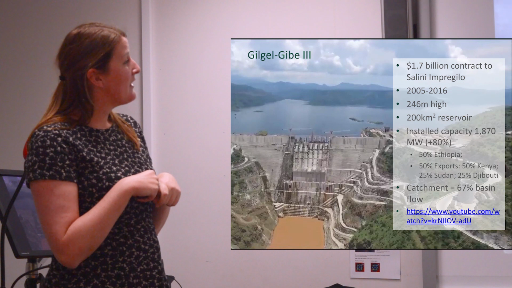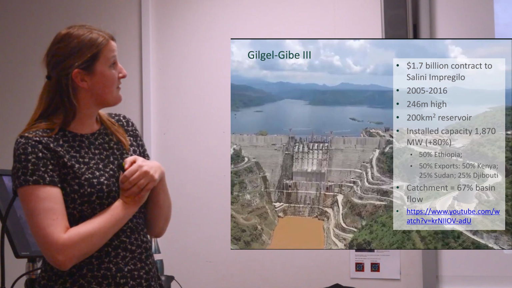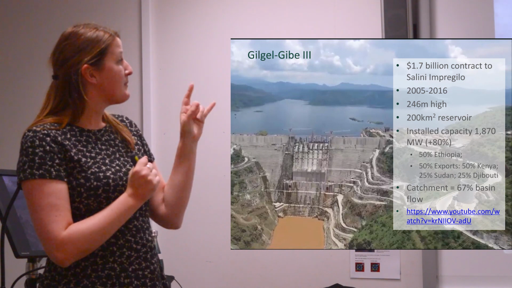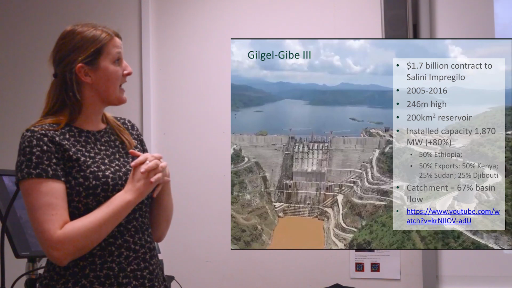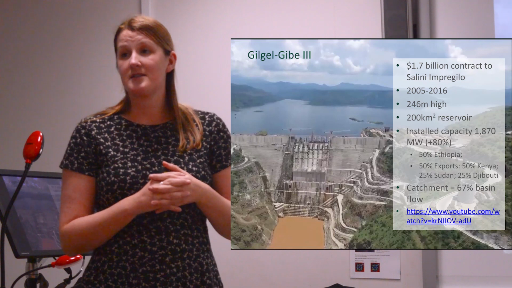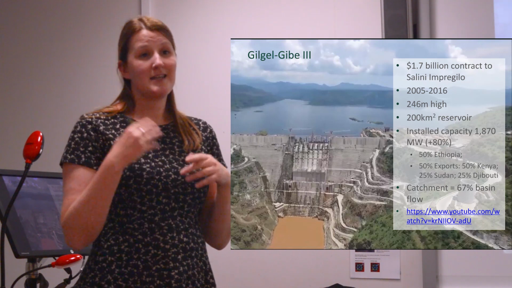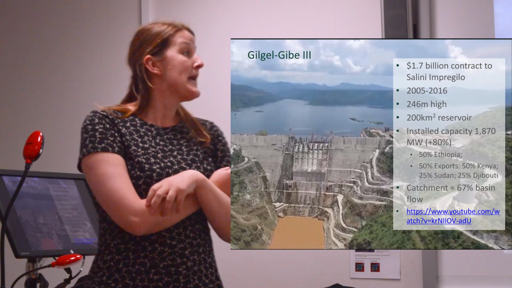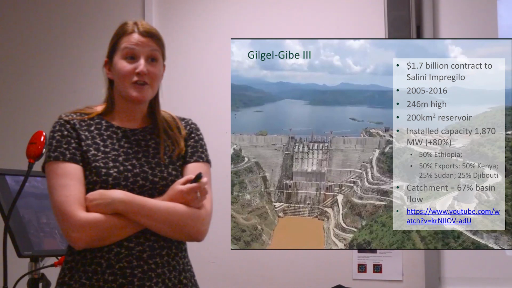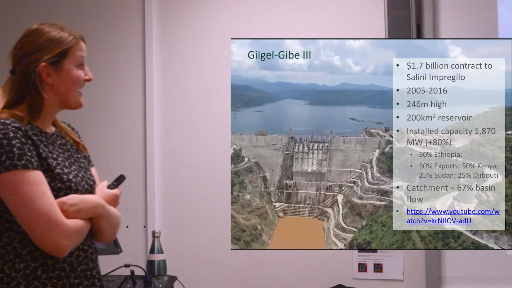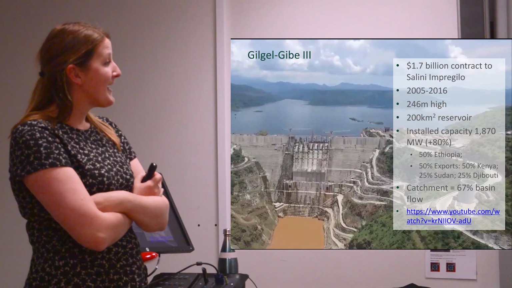So construction started in 2005 on the Gibe III. The full name is the Gilgel Gibe III, but for shorthand I'm just going to call it the Gibe III. This was nearly a $2 billion US contract handed to the Italian engineering firm Salini Impregilo. They have a really snazzy video with some drone footage, if any of you are into that kind of thing. I stole a picture from it.